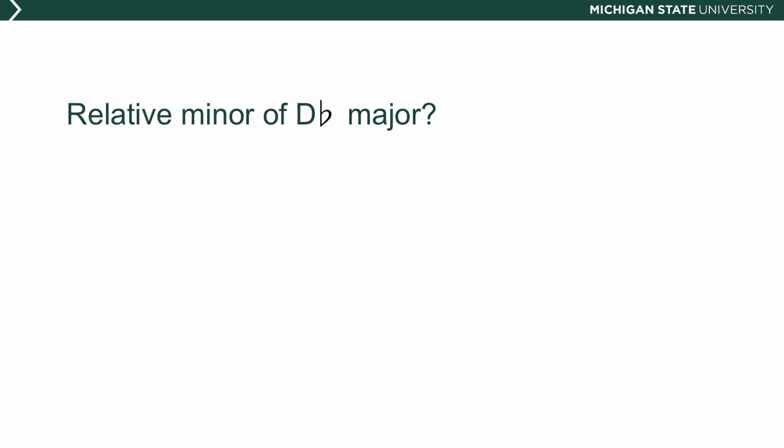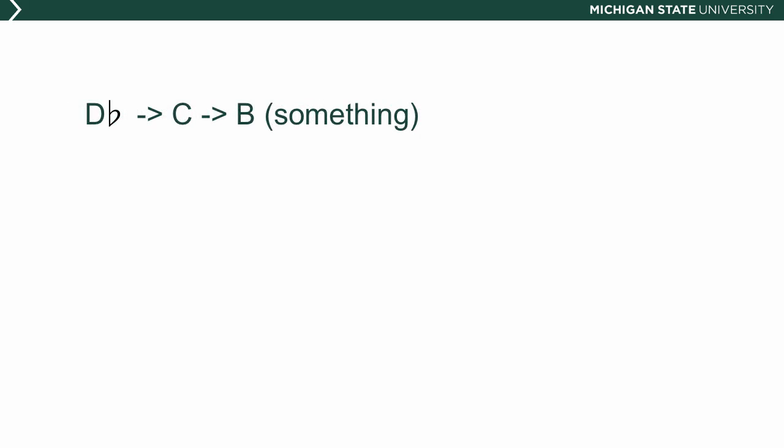Let's try going from major to minor. What is the relative minor of D flat major? We know that the relative minor tonic is 2 letters below the major tonic, D, C, B, so it must be some kind of B. We know that D flat major has 5 flats, B, E, A, D, and G, which includes B flat. So the relative minor of D flat major is B flat minor. They have the same key signature.